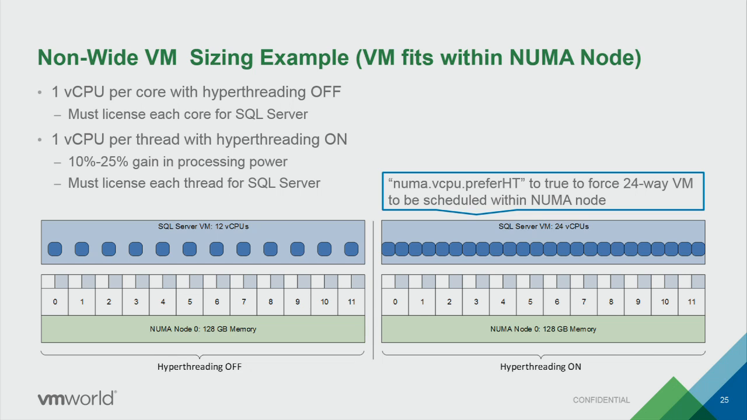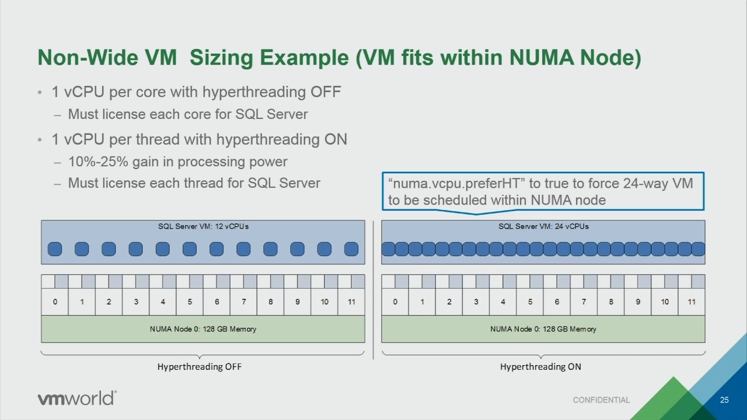I don't know if the diagram's clear, but we have a socket with 12 cores and 24 threads if we turn hyperthreading on. On the left, we have a SQL Server that has 12 virtual CPUs, and each virtual CPU corresponds to a core. On the right, we've turned on hyperthreading. Now the SQL Server sees 24 vCPUs, and each one of those corresponds to a thread.